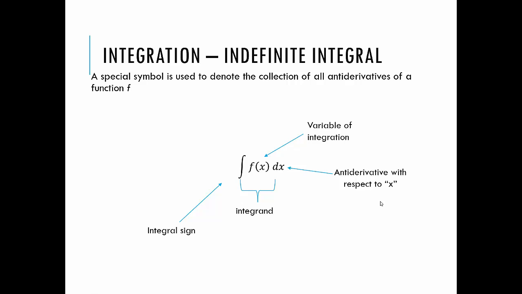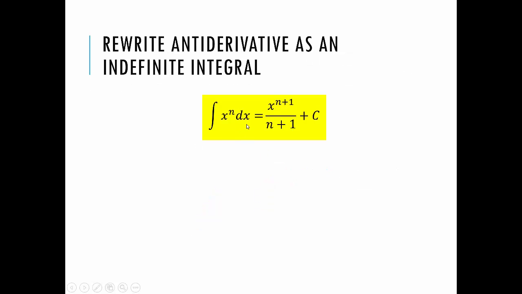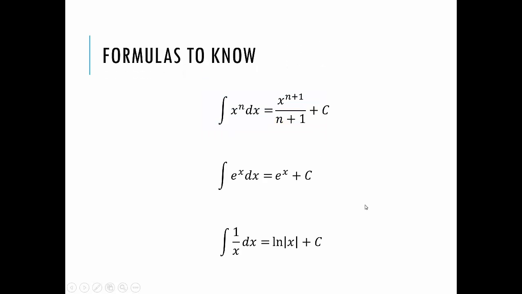So when I use this, I'm looking for an antiderivative, but the process of doing that is called integration. So I could go back to that formula that I said, x to the n plus 1 over n plus 1. That formula is used for the power, and so I have my integral sign, x to the n dx equals this, and then plus my c.